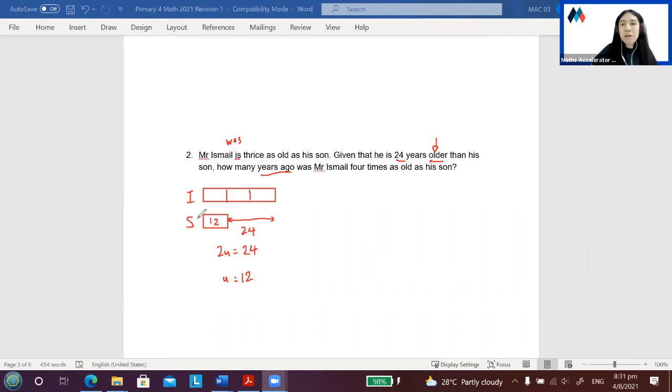That means right now, Mr. Ismail's son is 12 years old. So this is right now. I'll write present. Yeah, his son is 12 years old. Very good. So let's look at the past. In the past, Mr. Ismail was 4 times as old as his son, right? So let's draw another model, but this time, yes, Karen, very good. No, Celestine, sorry, that's not correct.